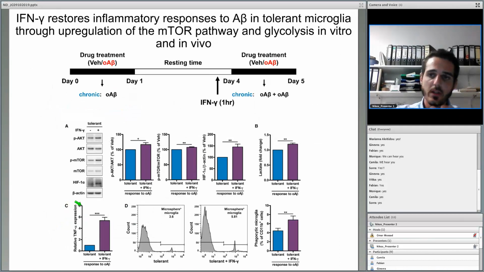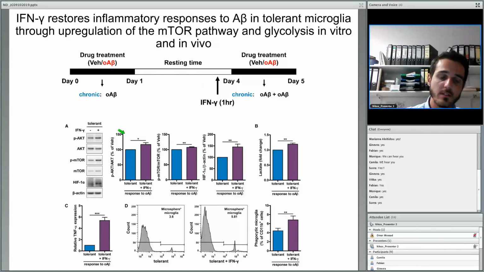And so then they went again to this chronic model in order to see whether interferon gamma can actually rescue these metabolic defects of the microglia in the chronic in vitro model of A beta exposure. And they used only now the chronic phase, and what they did is that before they give the second hit of the oligomeric A beta, they treat the cells with interferon gamma for 1 hour.